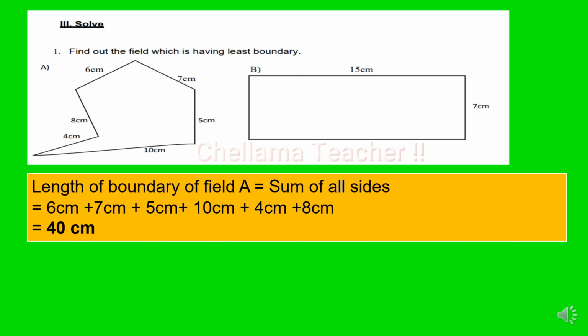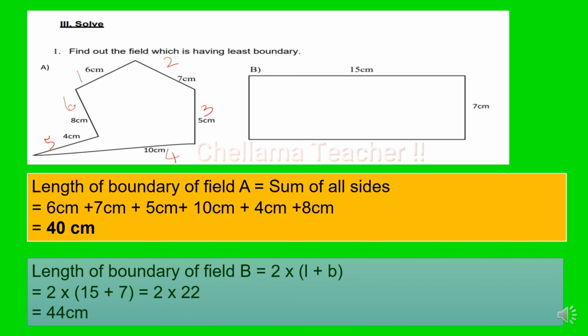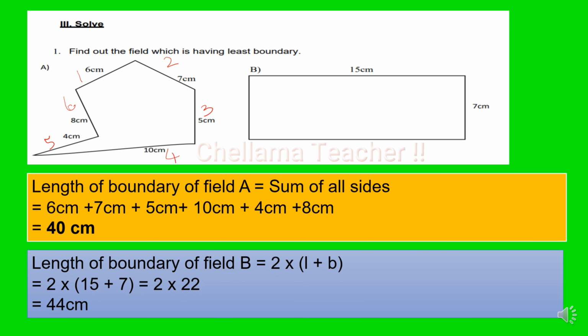It's an irregular shape. So the length of the boundary of field A is equal to the sum of all the sides. Let's start from one side. Here, let it be 1, 2, 3, 4, 5 and 6. So 6 centimeter plus 7 centimeter plus 5 centimeter plus 10 centimeter plus 4 centimeter plus 8 centimeter. When we add all these numbers, we'll get 40 centimeter as the answer. Let us consider the B shape, that is the rectangular shape. Its length is 15 centimeter and its breadth is 7 centimeter.